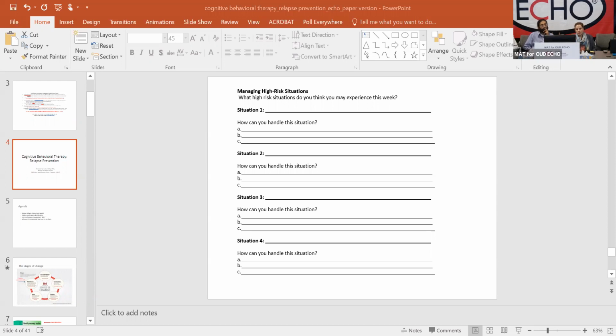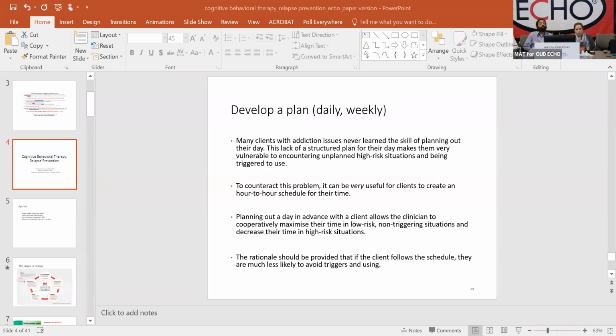And then you can have multiple situations that are coming up over the next week to really teach them the skill of being able to plan what is coming down the road and what they can do to manage it more effectively. We really want this to be a daily to weekly sort of focus, so that they can start to do decreased time in high risk and increased time in low risk situations.